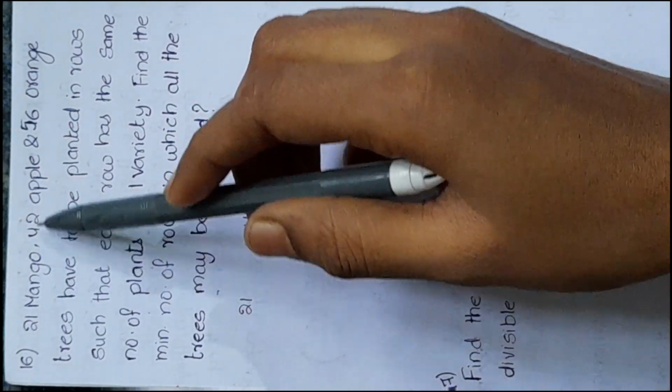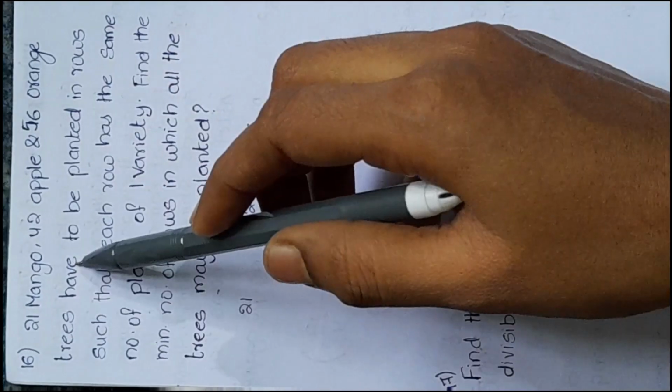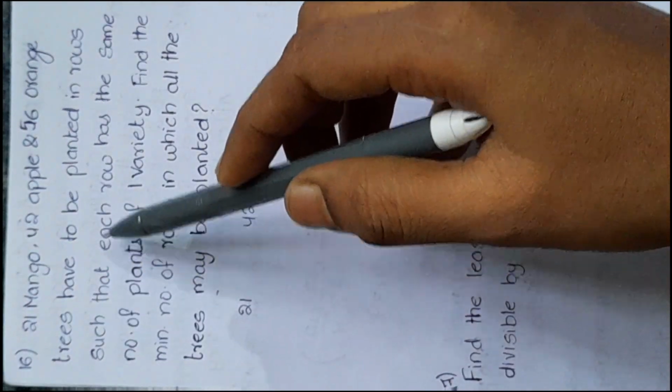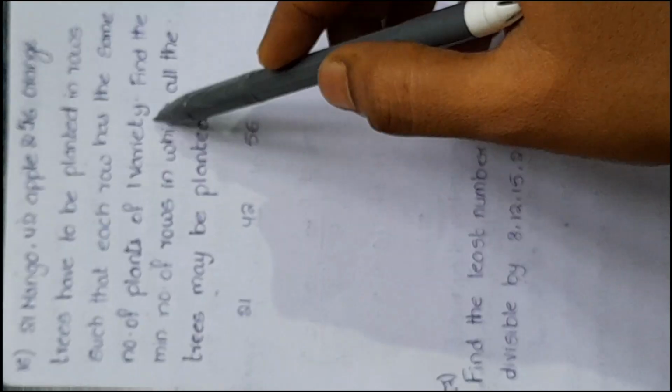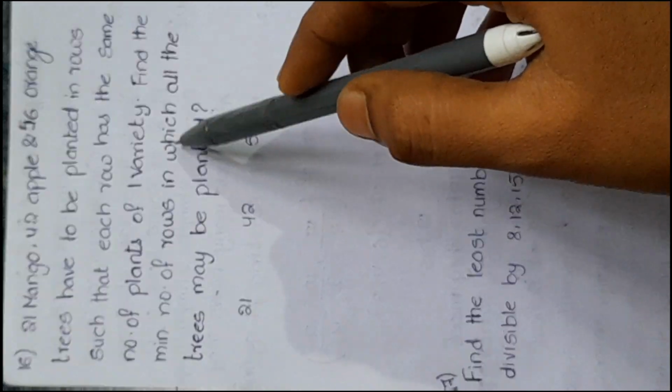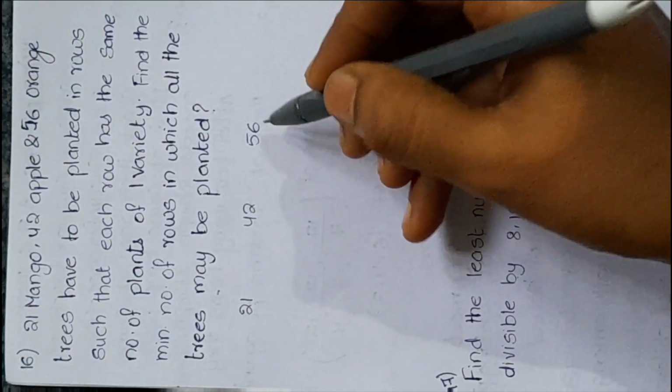60th question is: 21 mango, 42 apple and 56 orange trees have to be planted in rows such that each row has the same number of plants of one variety. Find the minimum number of rows in which all the trees can be planted. Now we should find the HCF of 21, 42 and 56.